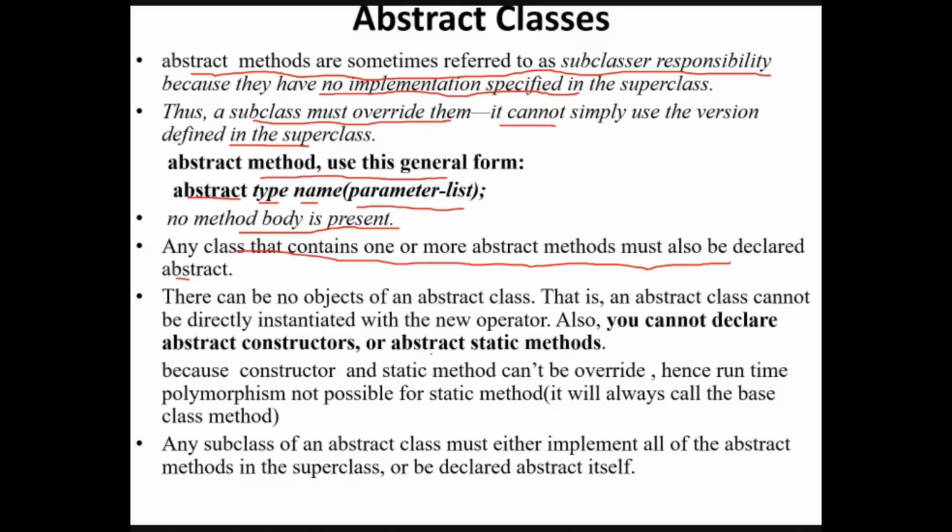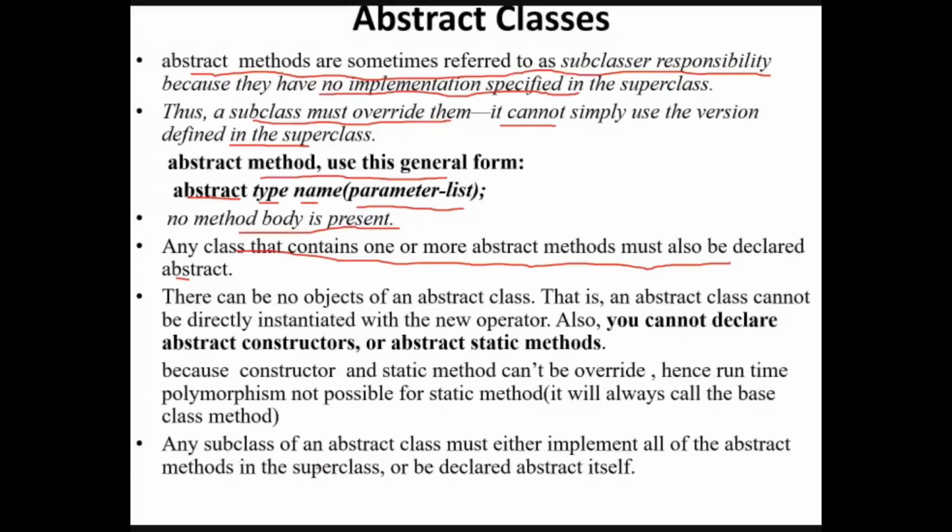An abstract method is useful only when you override it. But constructors and static methods cannot be overridden. So that's why you cannot declare a constructor or a static method as abstract. Because constructors and static methods cannot be overridden, runtime polymorphism is not possible for static methods. It will always call the base class method.